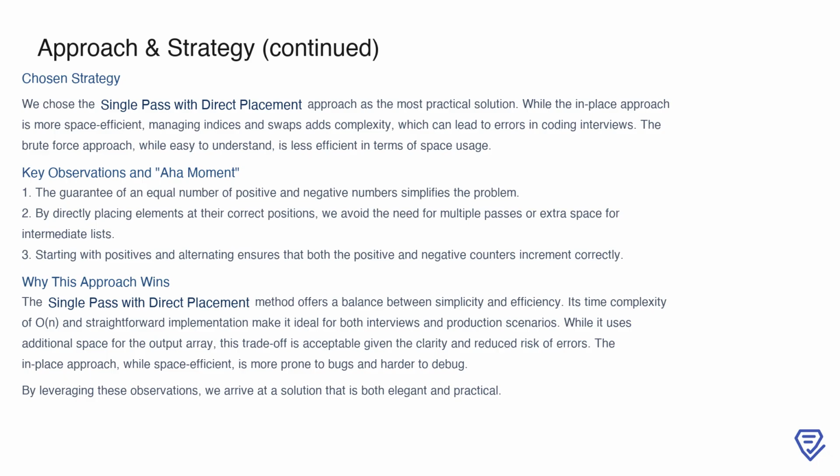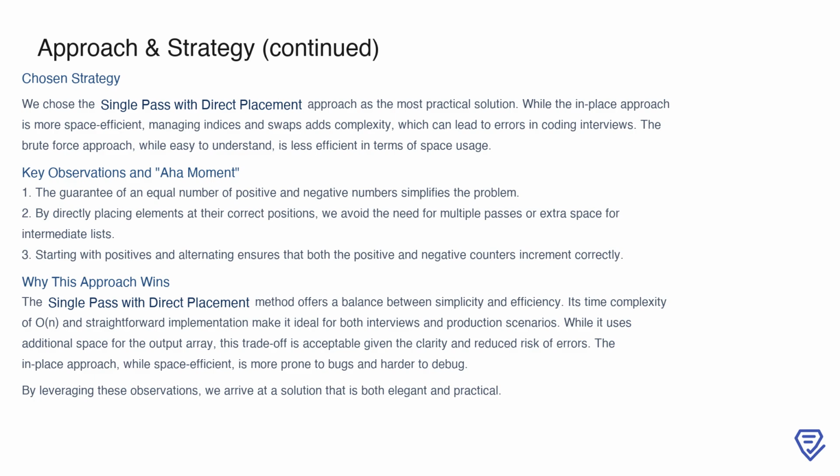Although the in-place rearrangement method is more space-efficient, its complexity in managing indices and swaps makes it more error-prone, especially under time constraints. The brute force approach, while simple, is less efficient due to its reliance on additional space for intermediate lists. What makes the single-pass approach stand out is the guarantee of an equal number of positive and negative integers, which eliminates edge cases and simplifies the implementation.